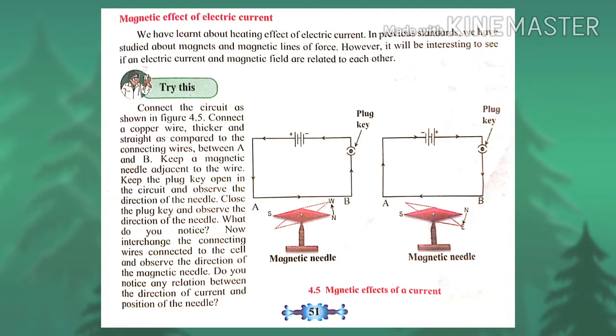Keep magnetic needle near to wire. Keep plug key open in the circuit. Observe the direction of needle. Now close the plug key and observe the direction of the needle. Now interchange the connecting wire to the cell and observe the direction of magnetic needle.